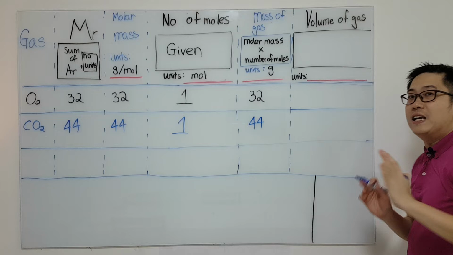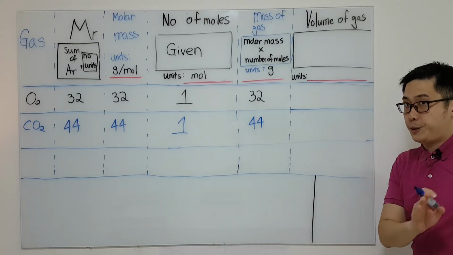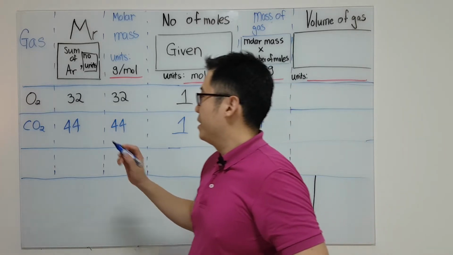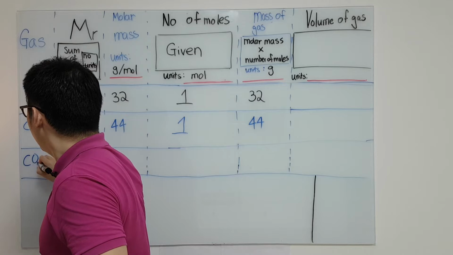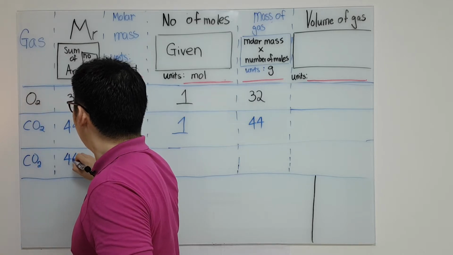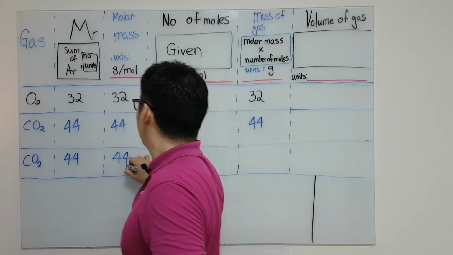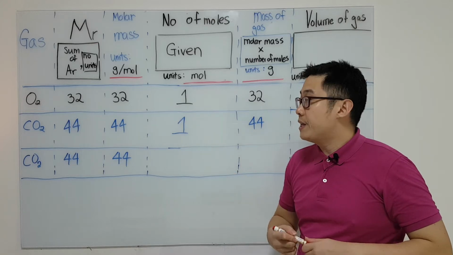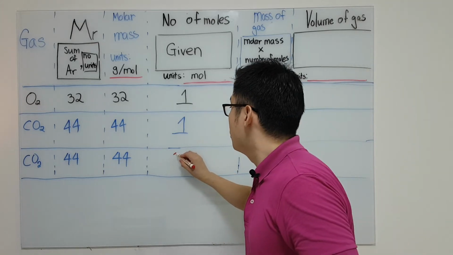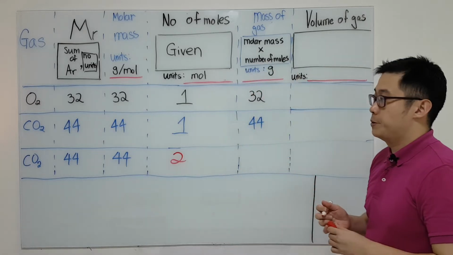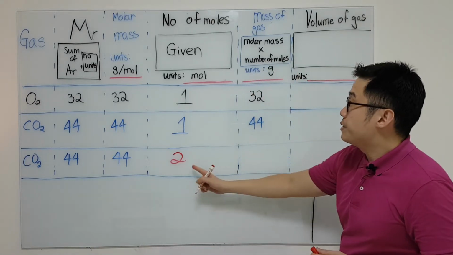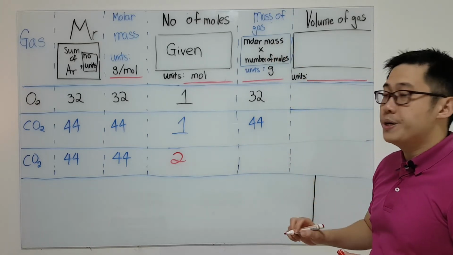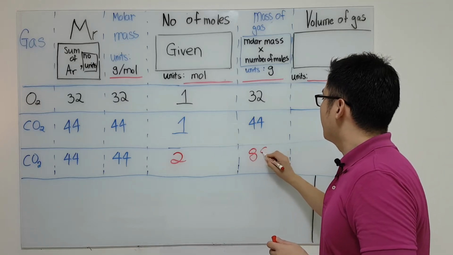Again, let me ask you to ignore this column for now. Consider with me again the same gas, carbon dioxide, which has a relative molecular mass of 44, and everything here remains the same. But now, instead of 1 mole of carbon dioxide gas, I am going to tell you I have 2 moles of carbon dioxide gas. Because there are 2 moles here, the mass of the gas becomes twice the mass here. It becomes 88.